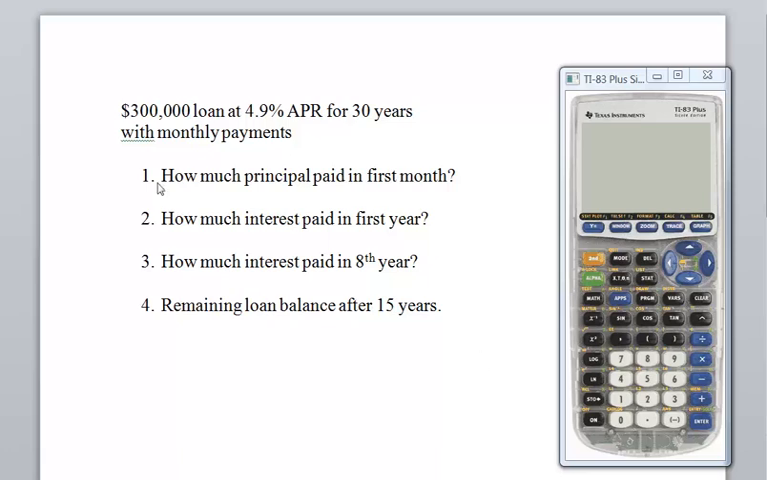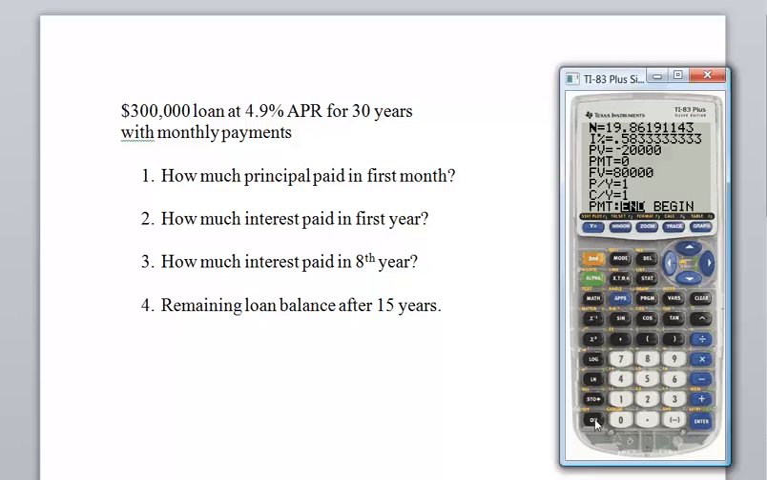Here's an example, just a $300,000 loan at 4.9% annual percentage rate for 30 years with monthly payments. Pretty much all of our loans will be monthly, but it doesn't really matter. So the questions are how much principal are you paying, how much interest in certain time periods, and then the loan balance at the end. All right, so we have to make the calculator compute the loan payments first.